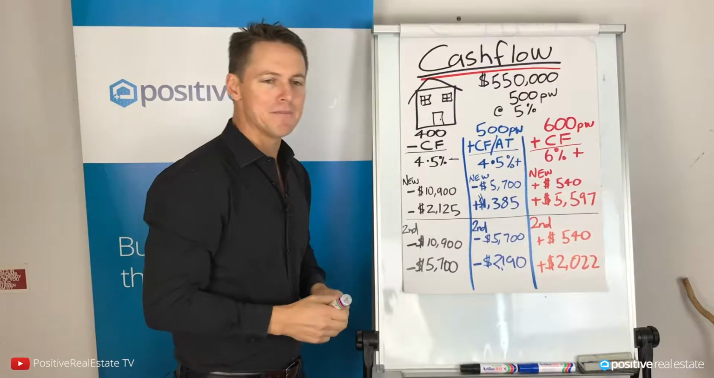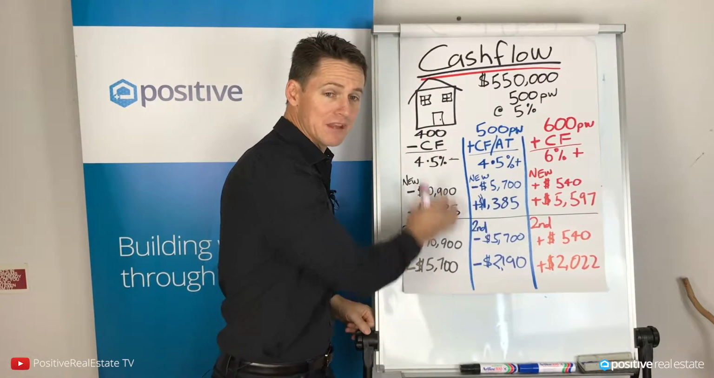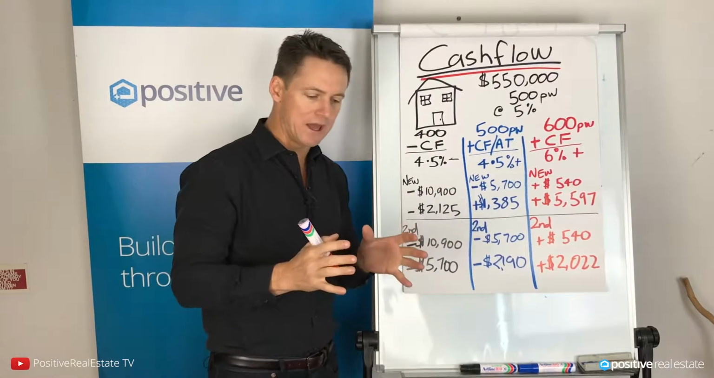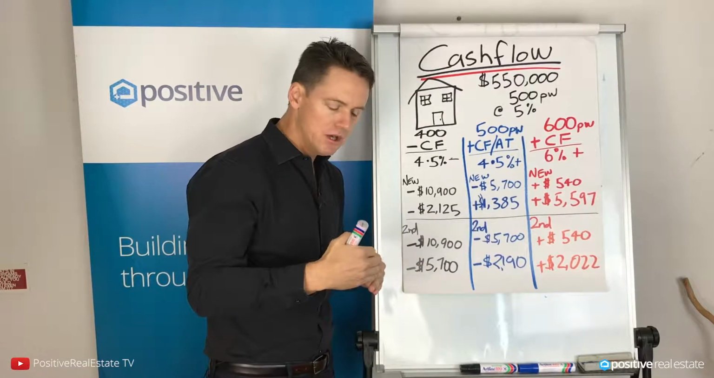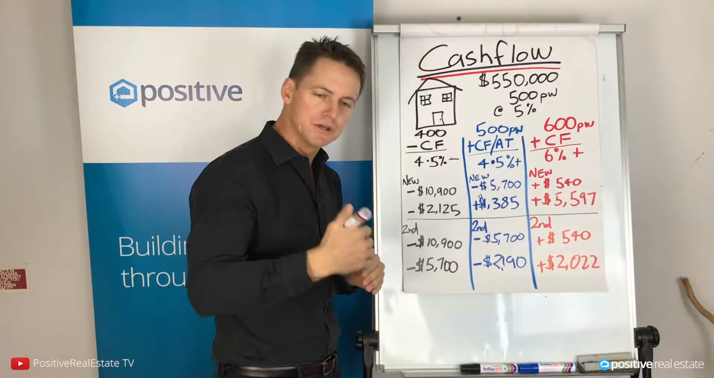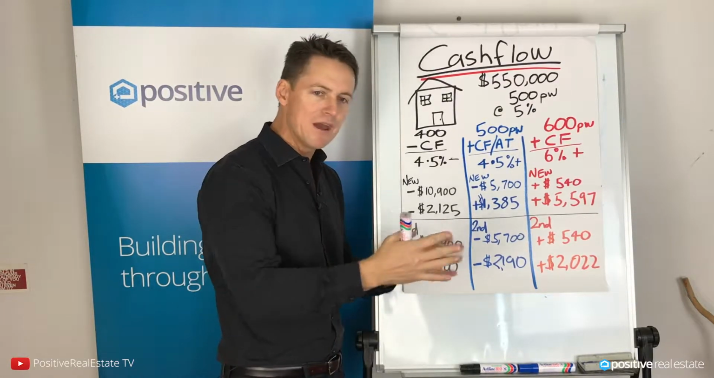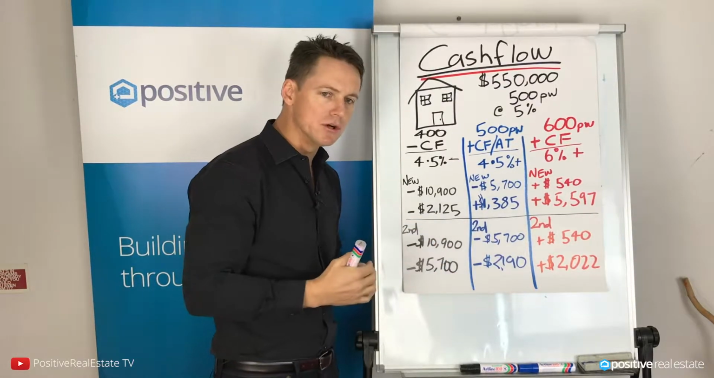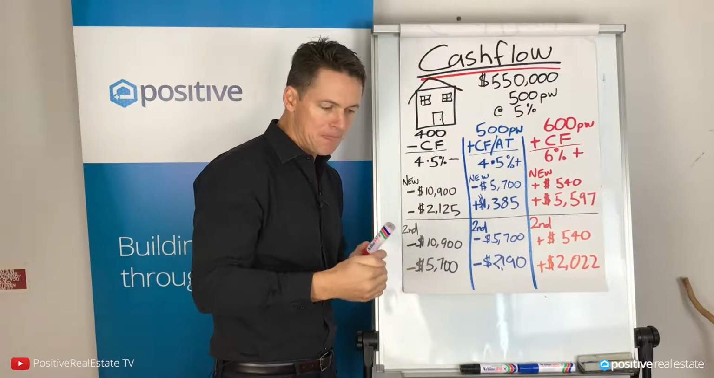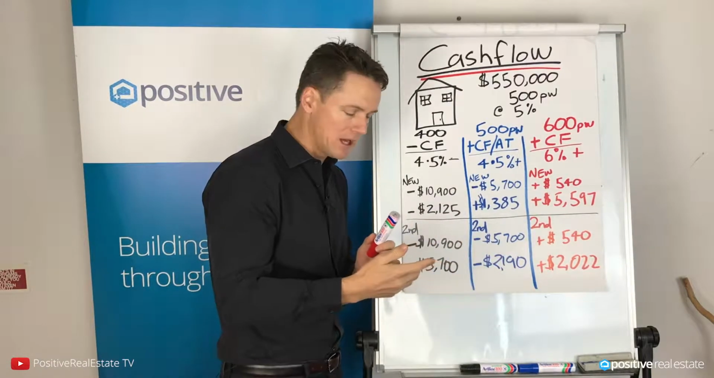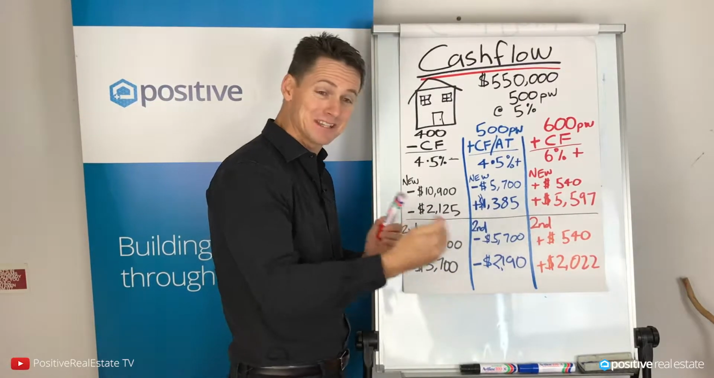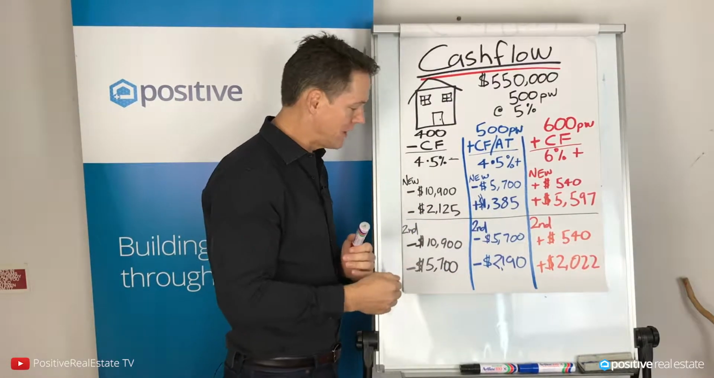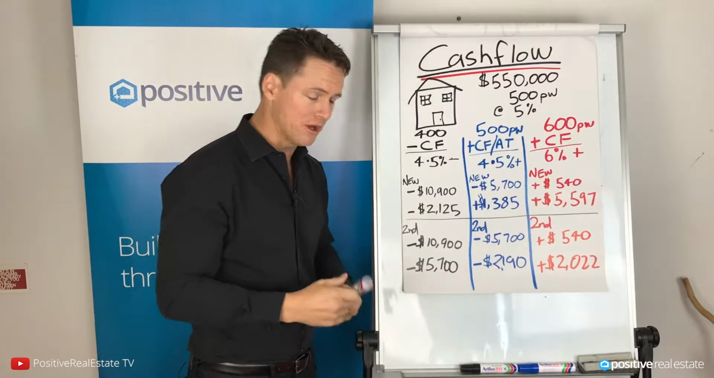So let's talk about negative cash flow. Negative cash flow is when the rent comes in, you pay for the interest, you pay for the rates, the insurance, the maintenance, you pay for everything, and after all of that, you go to your accountant, you do your taxes, you get some taxes back, and it's still negative cash flow out of your pocket for the year.